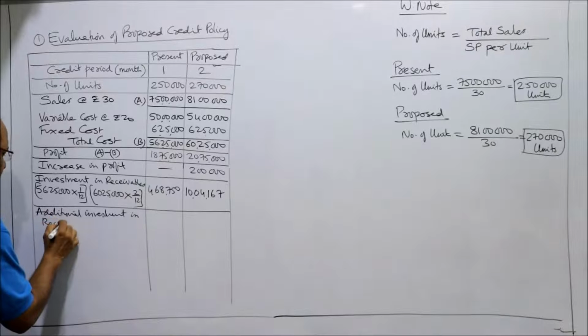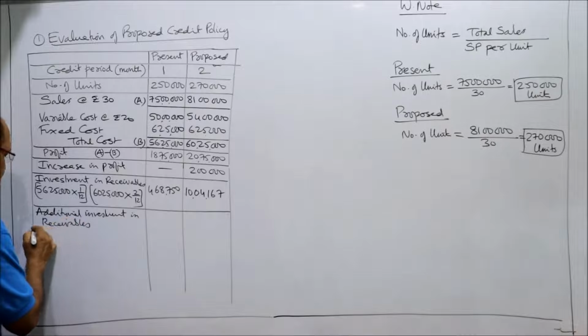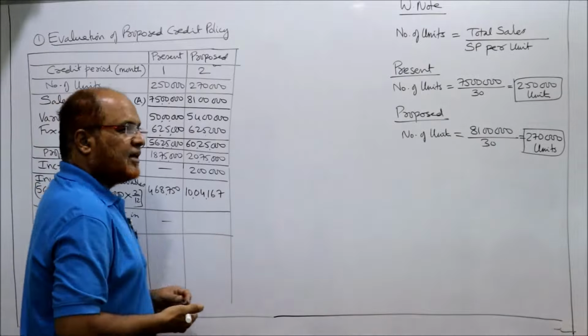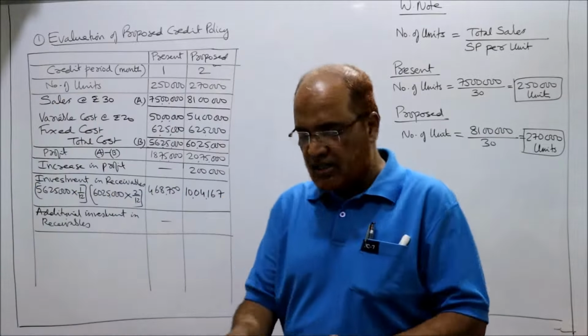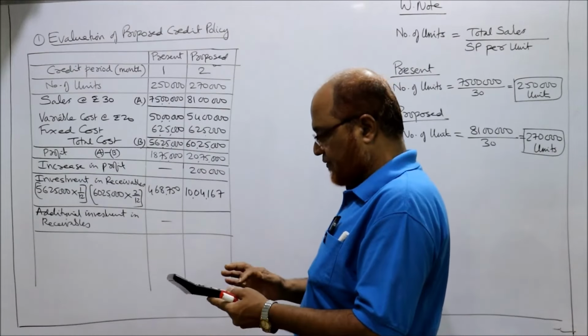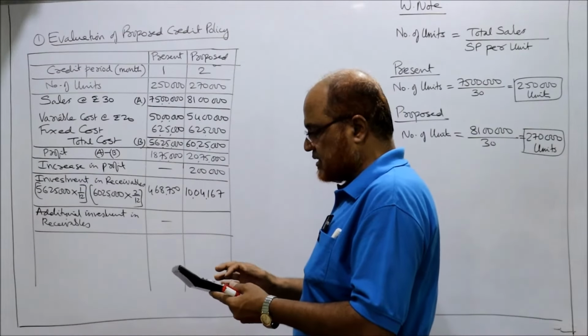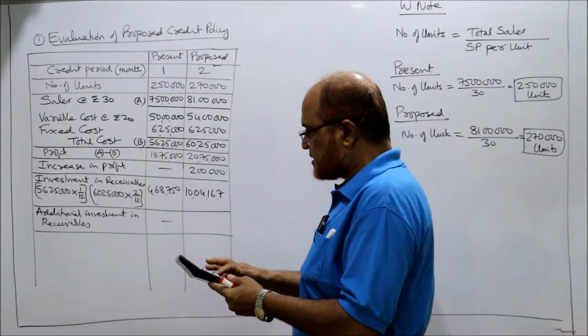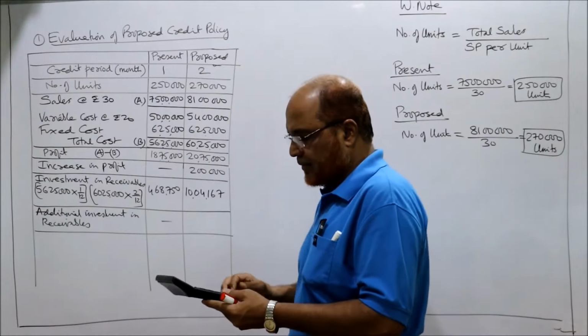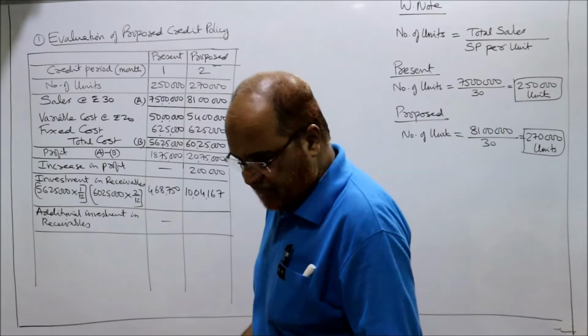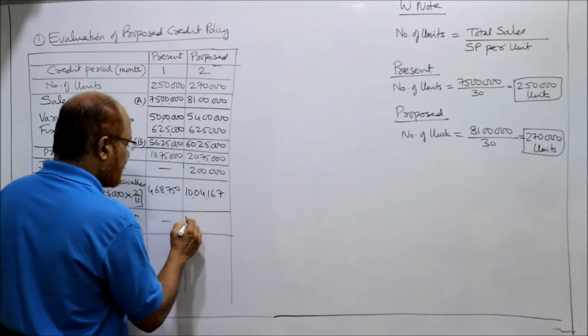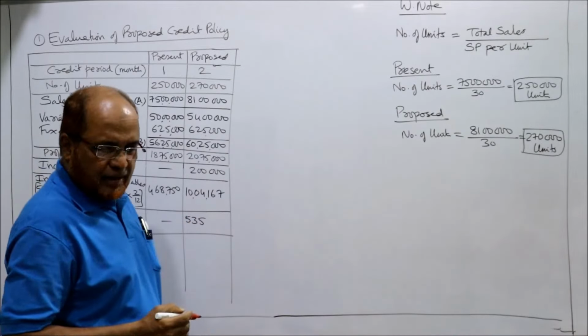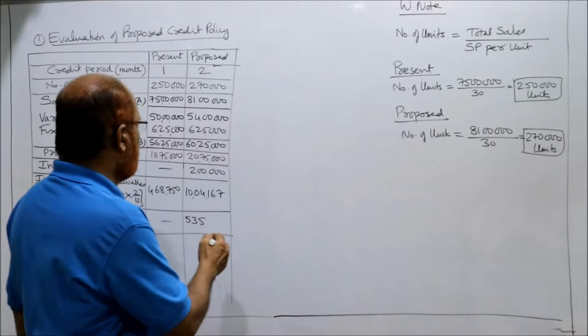Additional investment in receivables. कितना इंक्रीज हो गया ये देखेंगे. हाउ मच इंक्रीज्ड? तो 10,04,167 minus 4,68,750. It is 5,35,417.